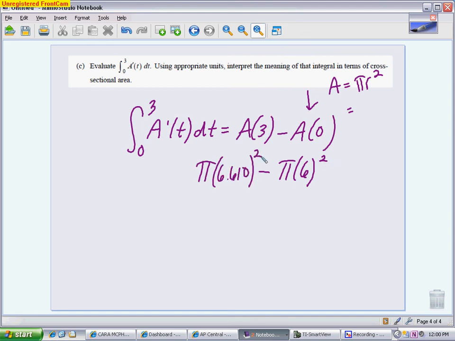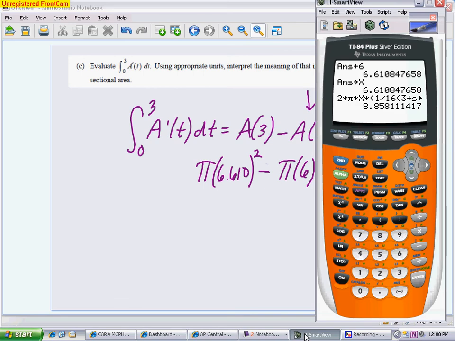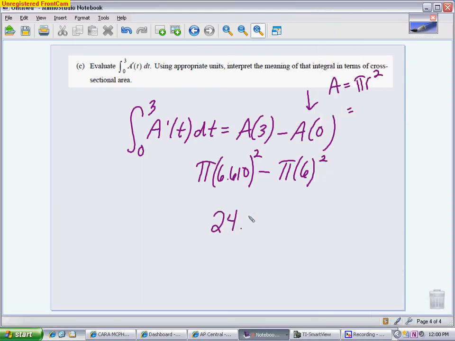When I go to my calculator, since I already stored that number, I'm going to type it in like this. So I'm going to have pi times what I called x squared minus pi times 6 squared. I get 24.200 or 24.201 was accepted. They were both listed as acceptable answers, so if you ended in a 0 or ended in a 1.